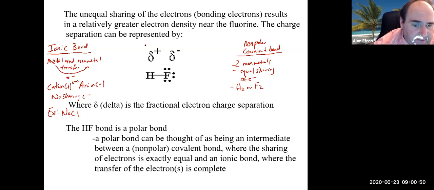And just to finish up here, one extreme, our ionic bond, complete transfer of electrons. Other end of the extreme, we've got perfectly equal sharing of electrons happening. And right dead in the middle is a polar covalent bond. So this is also two nonmetals, and again, here we have unequal sharing of electrons.